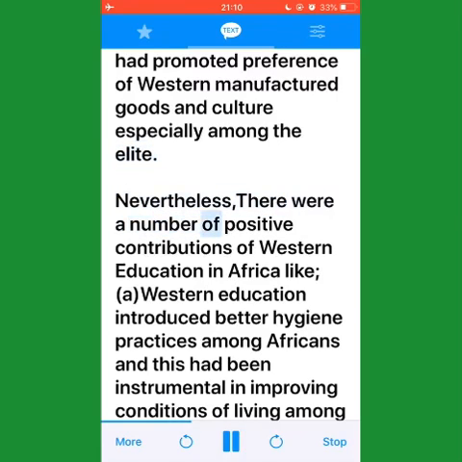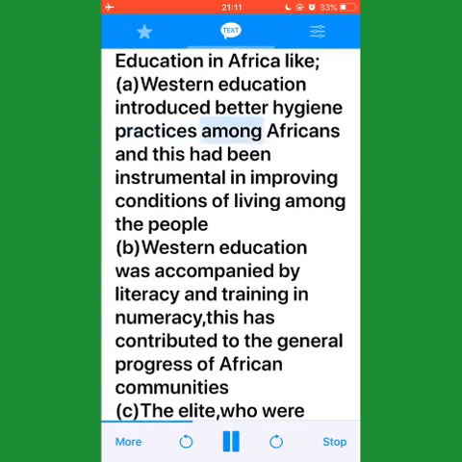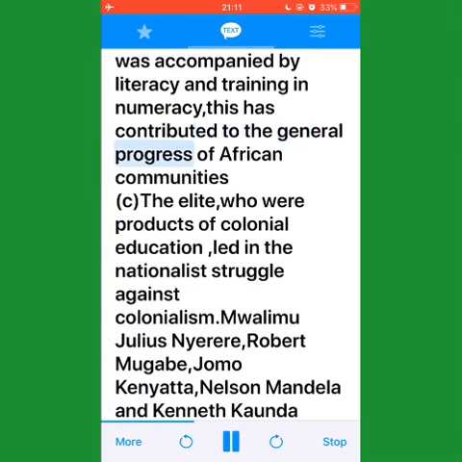Nevertheless, there were a number of positive contributions of Western education in Africa. A. Western education introduced better hygiene practices among Africans, and this had been instrumental in improving conditions of living among the people. B. Western education was accompanied by literacy and training in numeracy. This has contributed to the general progress of African communities.